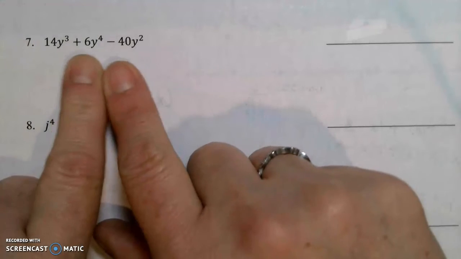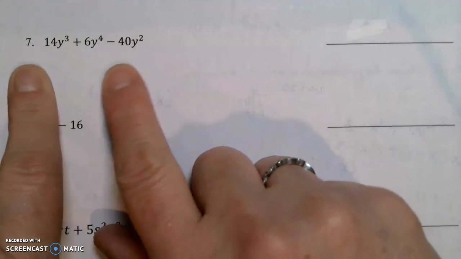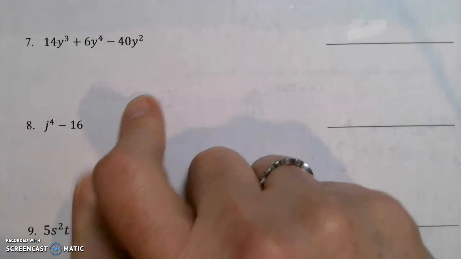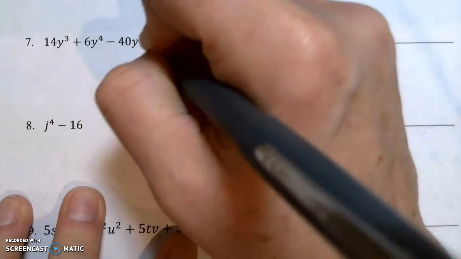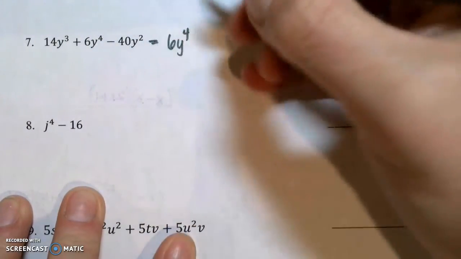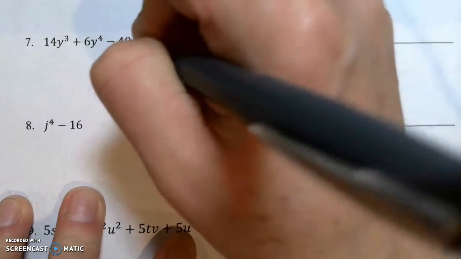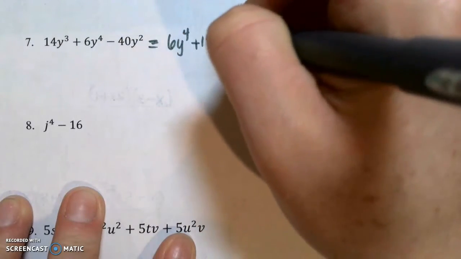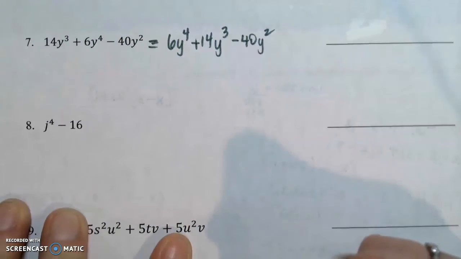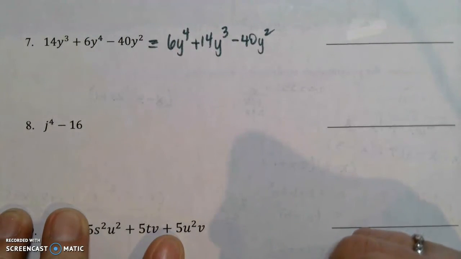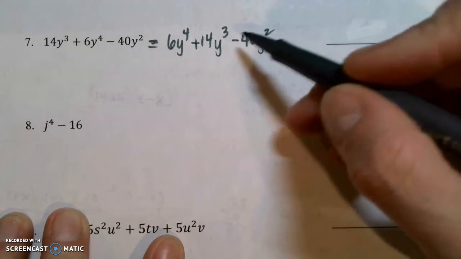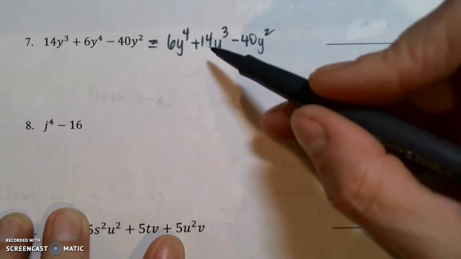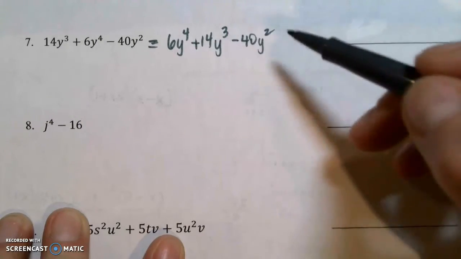Okay, so on the back on page 7, it is not in descending order, is the first thing I'm noticing here. So I need to do that first. So let's see here. That would be 6y to the 4th plus 14y cubed minus 40y squared. And then I'm going to look and see if I've got common factors. And I've definitely got a y squared and at least a factor of 2, because they're all even.